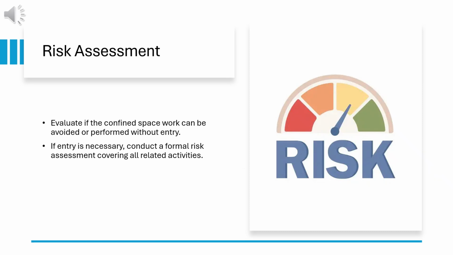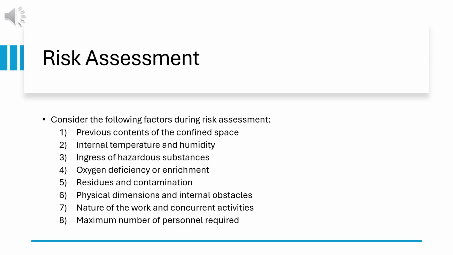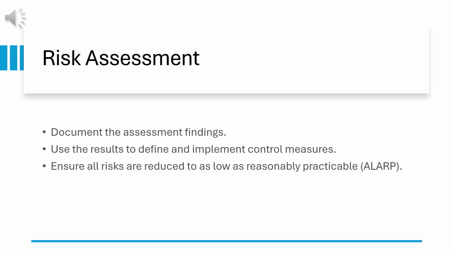Risk assessment. Before beginning any work, evaluate whether entry into the confined space can be avoided. If entry is necessary, a formal risk assessment must be completed. This assessment should consider previous contents, temperature and humidity, ingress of hazardous substances, oxygen levels, residues, internal obstacles, and the nature of the work to be performed. Document all findings and implement the necessary control measures to ensure risks are reduced to as low as reasonably practicable.